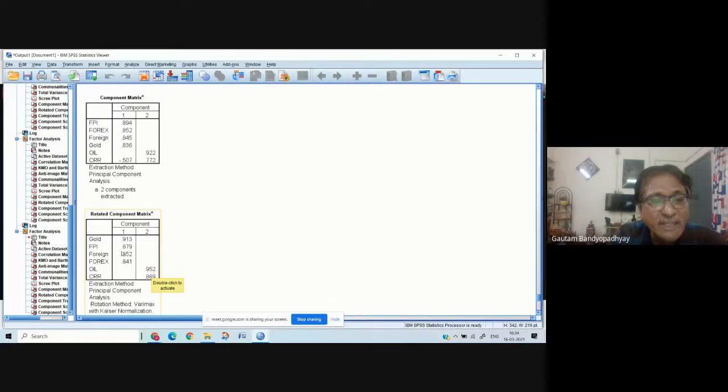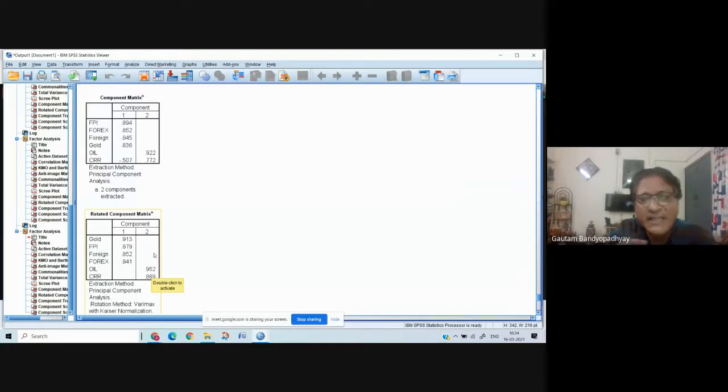So that means they are distinct. The within-group correlation is very high and the between-group correlation is very low. These are called intra-correlation, and this is called the intercorrelation between groups. So now we have constructed the 2 groups.